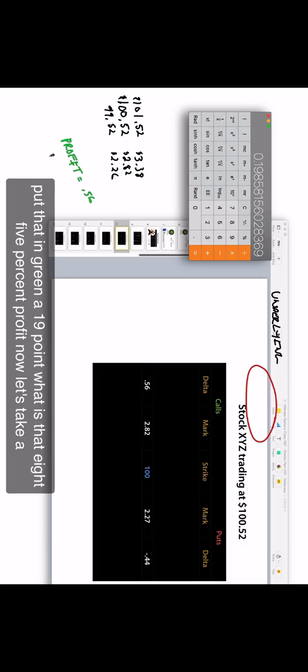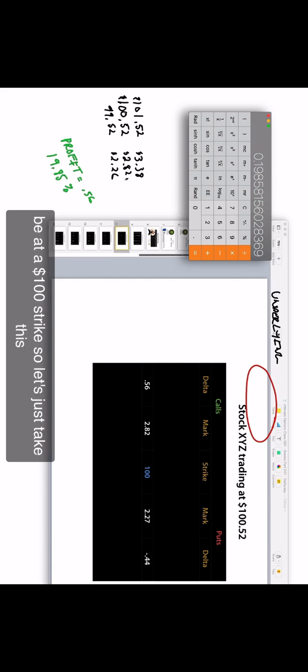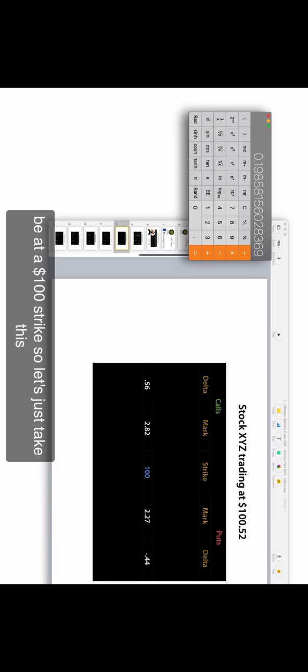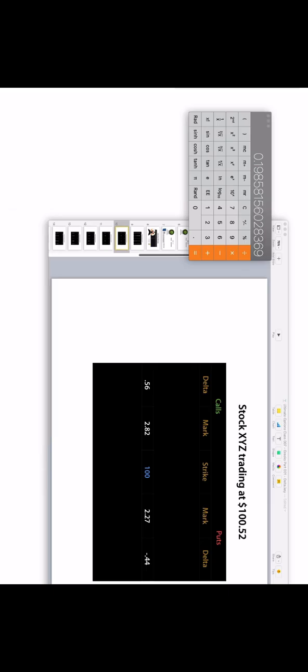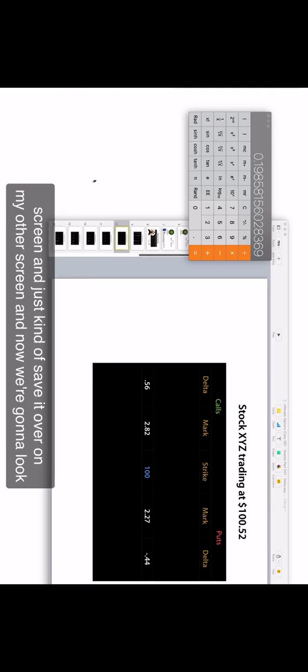Let's write that down: 19.85% profit. Put that in green. Now let's take a picture of that right here. And boom. So we now know how profitable this would be at a $100 strike. Now we've got a picture of it right here, so I'm going to pull this off the screen and save it over on my other screen.